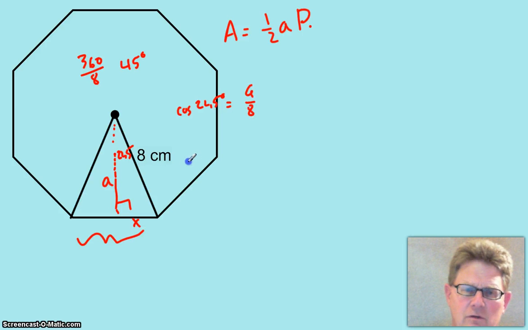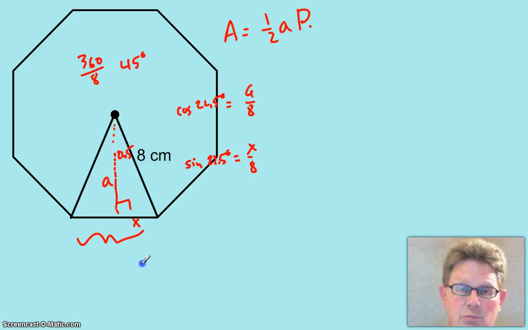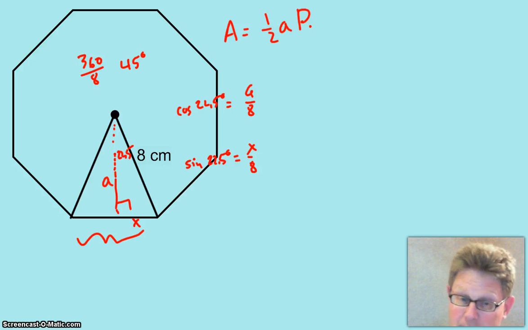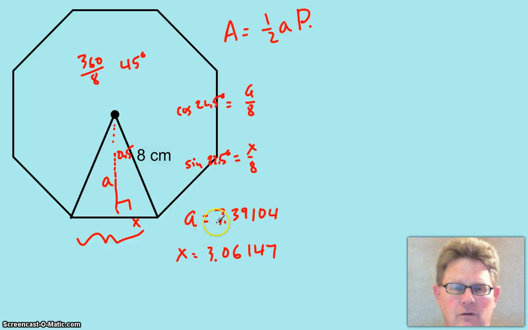Boy, didn't we just kind of do this? Yeah, kind of. The sine of the 22.5 degree angle equals x over 8. Alright, let me get a calculator and compute those two values, and you do the same thing, and we'll be right back. Alright, so the apothem is approximately 7.3139104, and the x value is 3.06147. So now we can almost find the area.